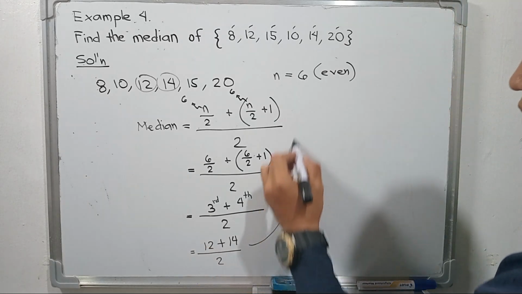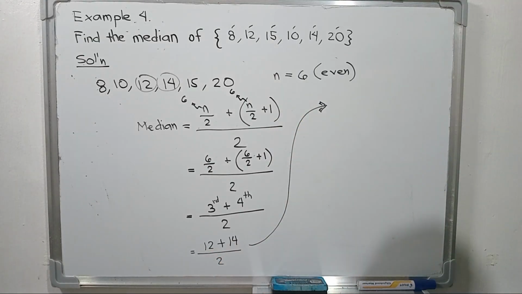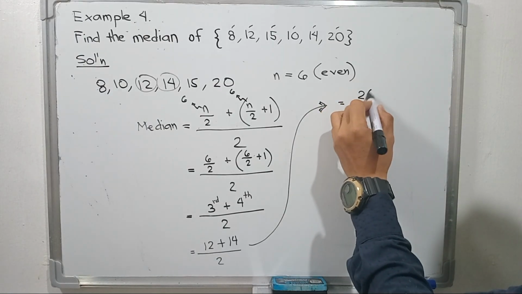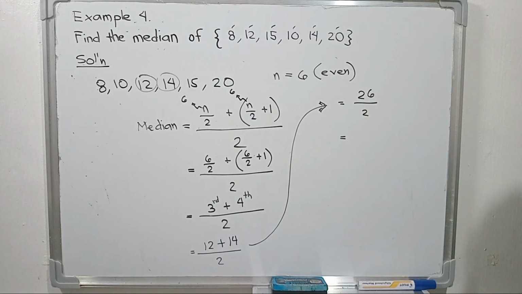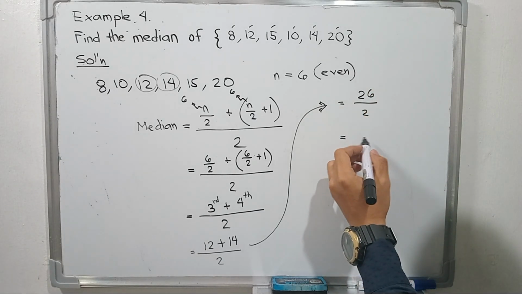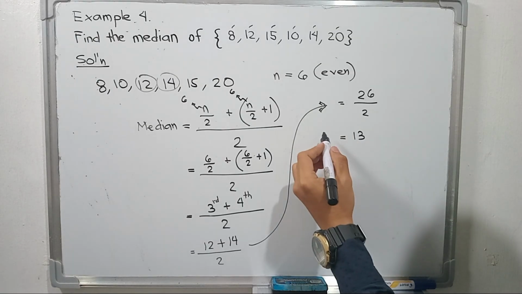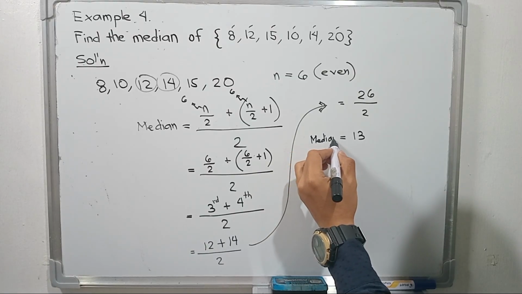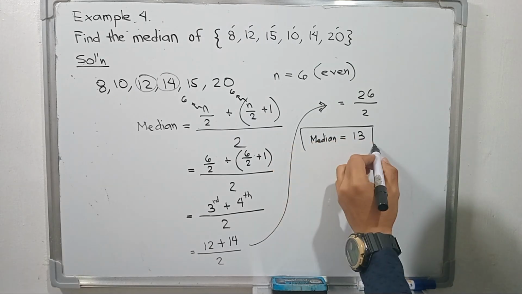Let's continue solving here on top. 12 plus 14, that's 26. 26 over 2, and 26 divided by 2, that's 13. So it means that the median for this data set would be 13.